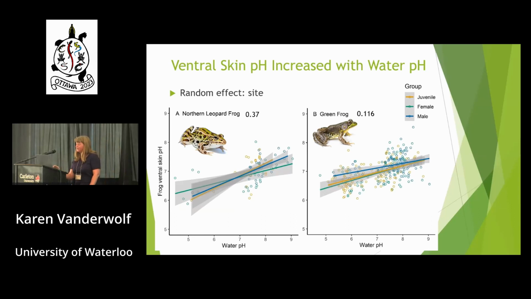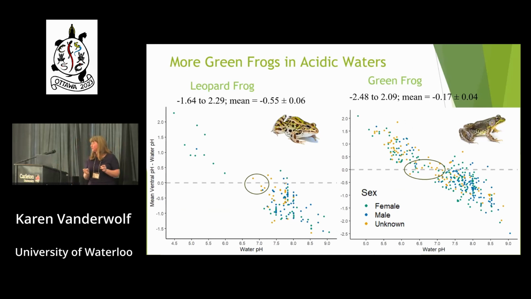But as you see here, it's not identical. So the frogs are differing from water pH. They're not just reflecting their environment. And this is really shown in this graph. We have skin pH on the y-axis, but on the x-axis this time, we have water pH. And I just misspoke there, actually. On the y-axis, we have skin pH minus water pH. So this is the difference between the skin and the water, plotted by the water pH. So the line there is zero, which means the line is where water pH and skin pH are identical.